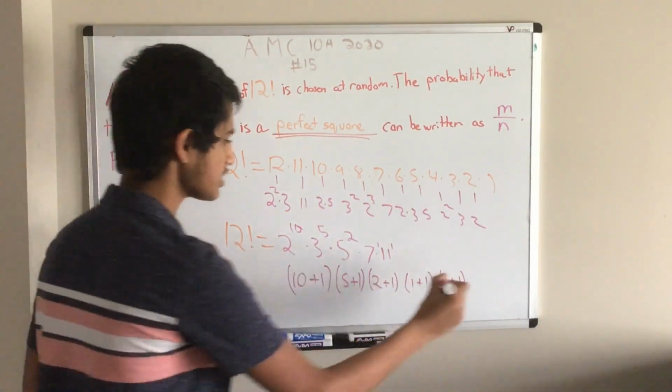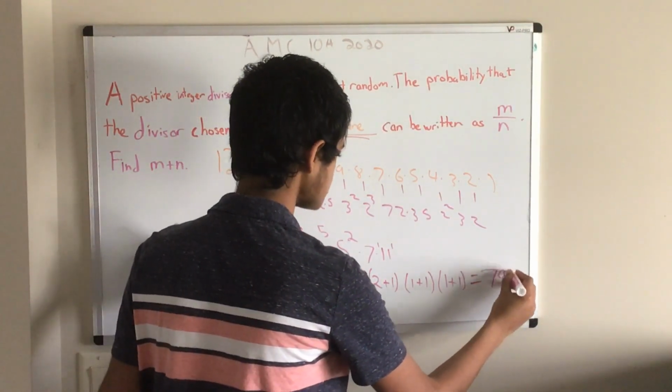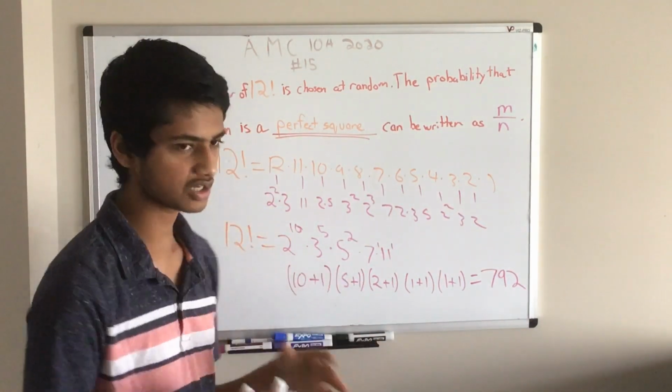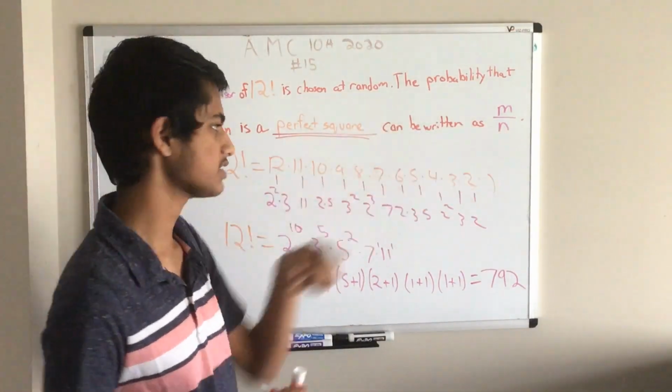So what's that equal to? When we multiply this out, this is all going to be equal to 792. So it seems like the total number of divisors is going to be 792, and that seems like a likely candidate for what n is going to be.